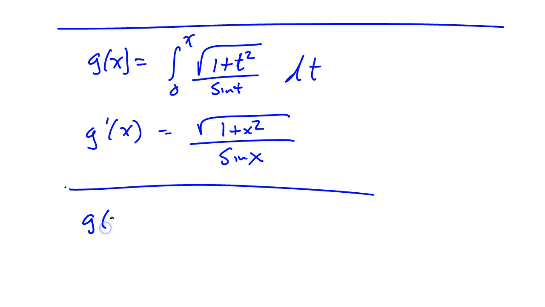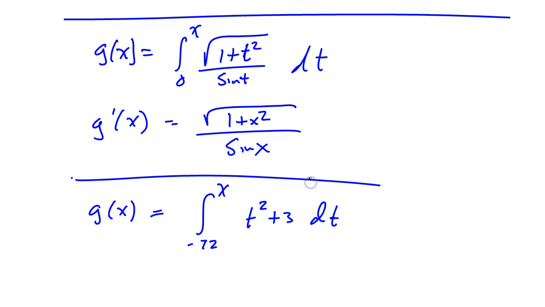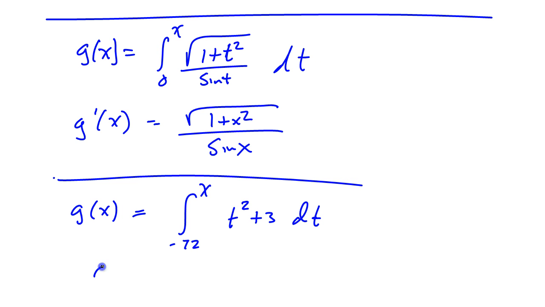Here's another one. G of x equals the integral from negative 42, actually I wrote a 7, so 72 to x of t squared plus 3 dt. What's the derivative of g? It's x squared plus 3.